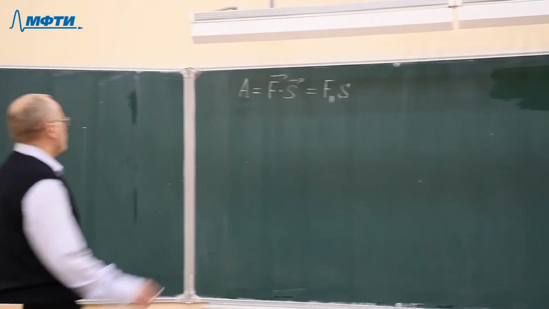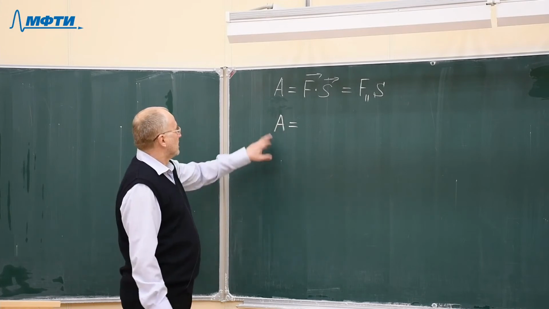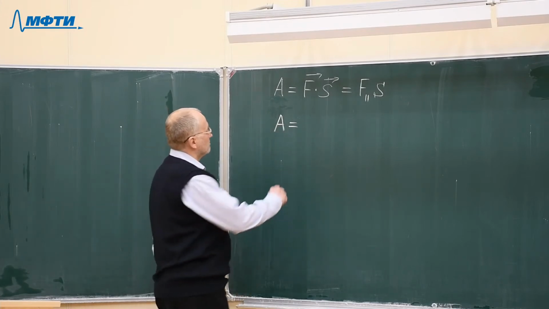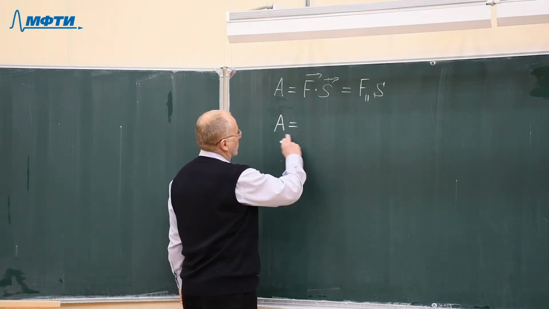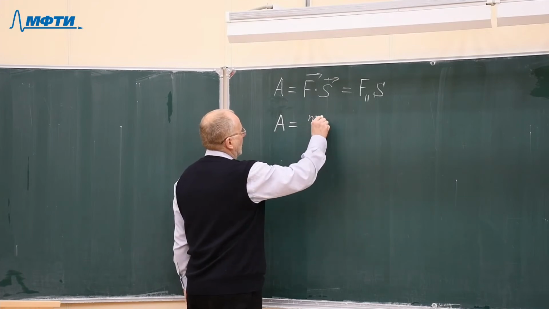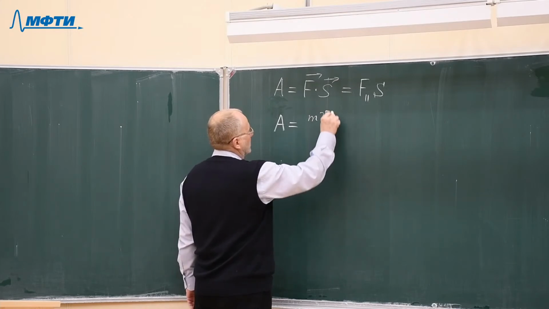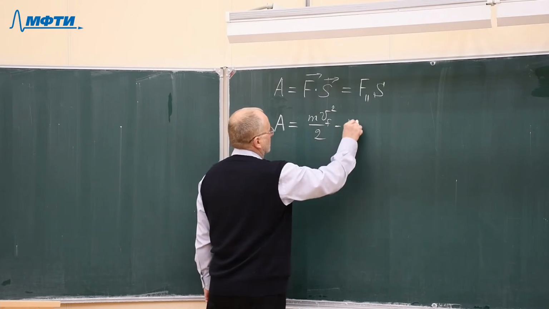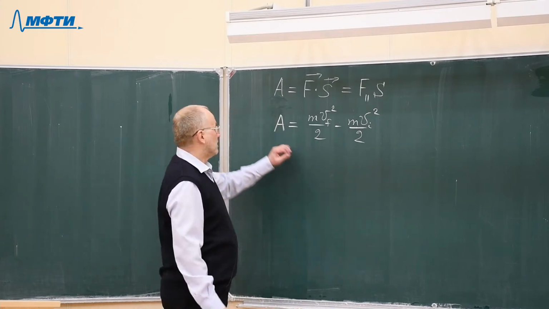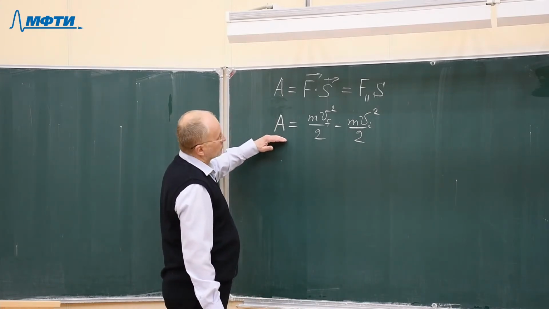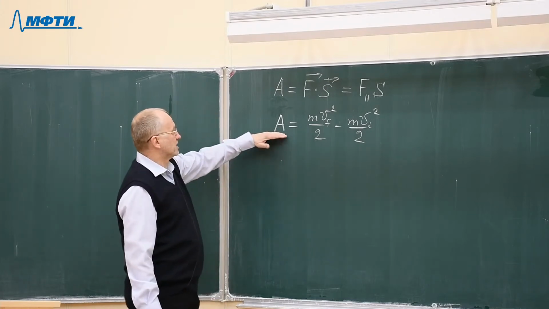Also, we obtained another formula which establishes the connection between work and kinetic energy. The work produced equals the difference in final and initial kinetic energies of a body of mass m. So, final kinetic energy minus initial kinetic energy. That's the work produced by forces acting on the body.